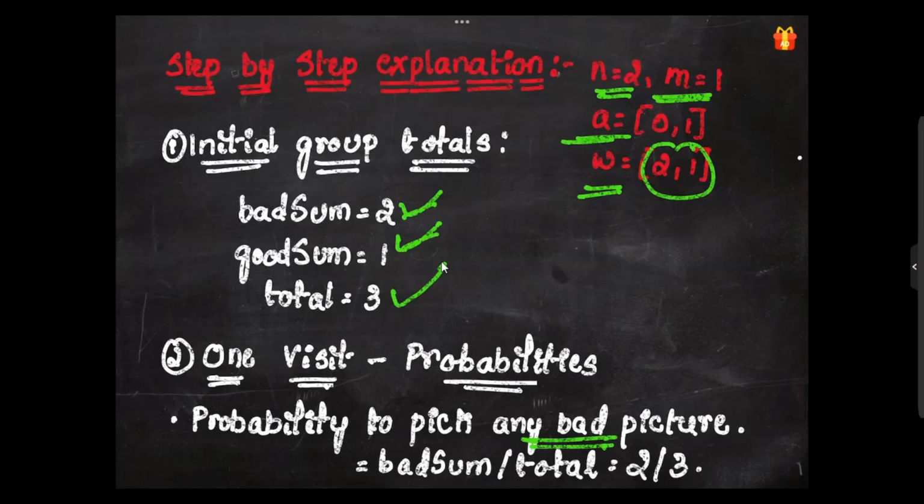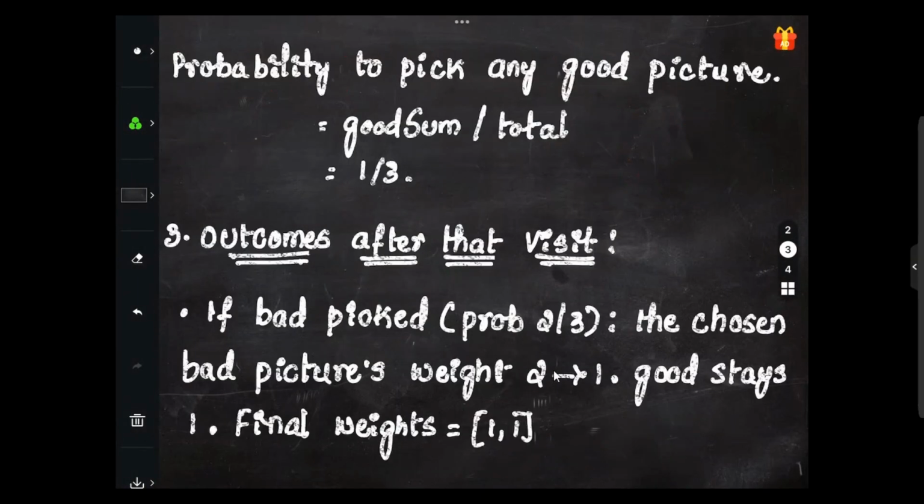So this one will be bad sum by total. For bad sum we have the value 2, and the total we have here as 3, right? So this will be bad sum by total, nothing but 2 by 3. This is fine.